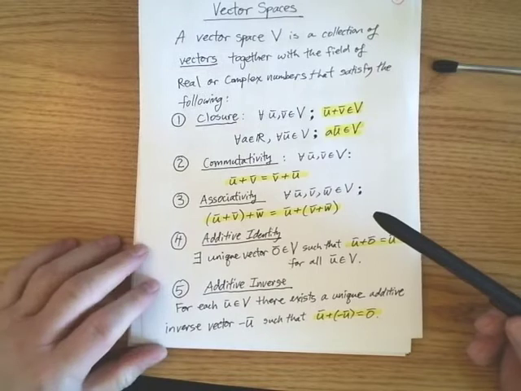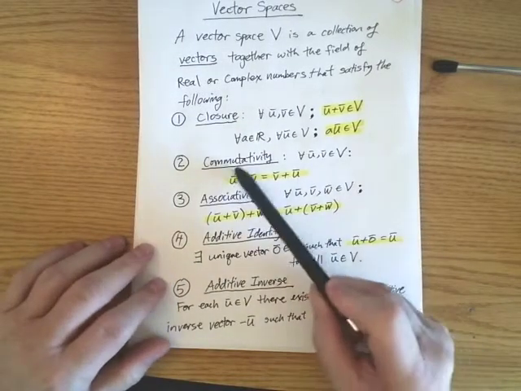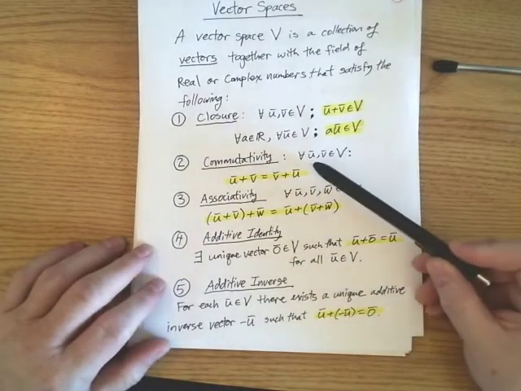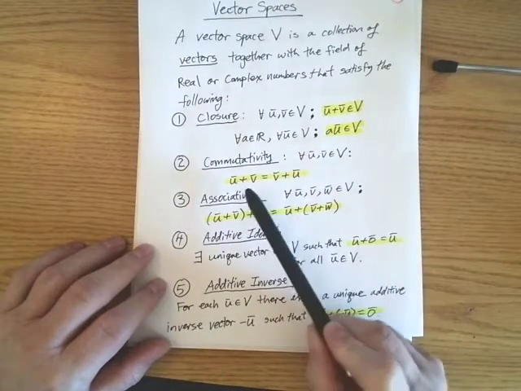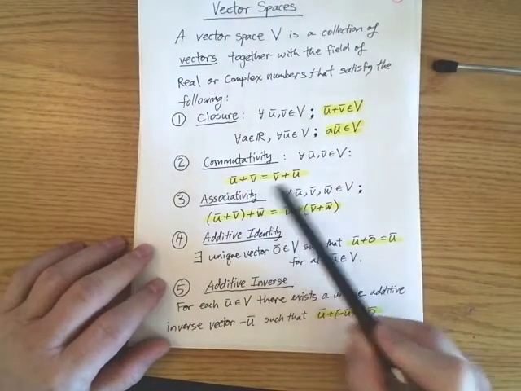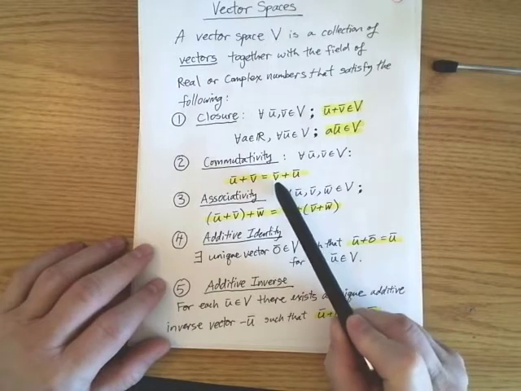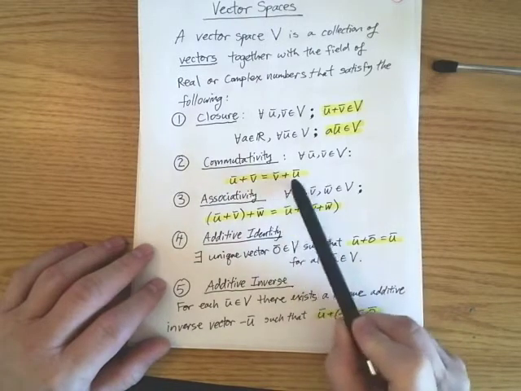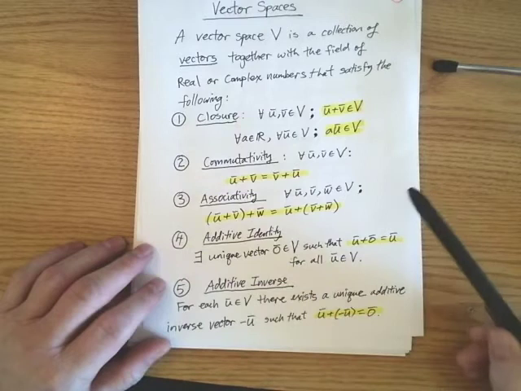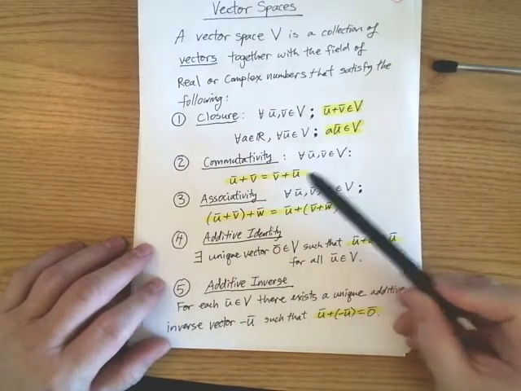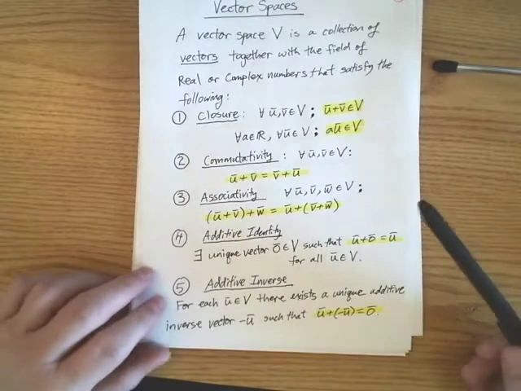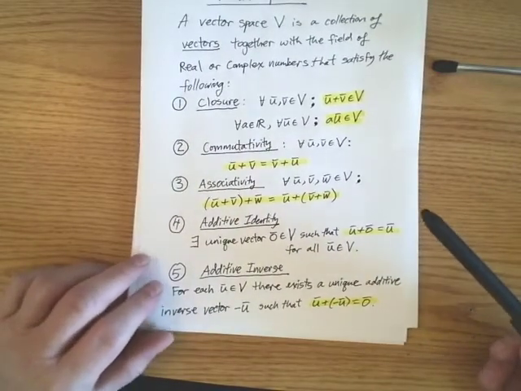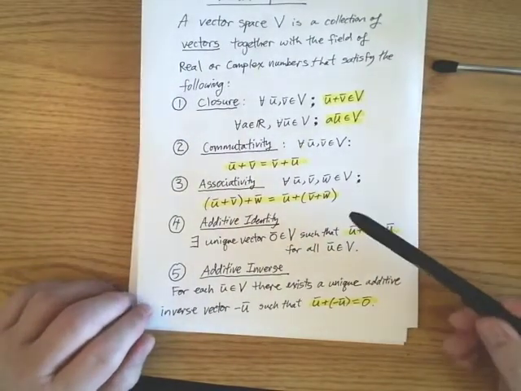Another condition I'm calling 2 here is commutativity. If I have any two vectors in my vector space, I should be able to add them, and it shouldn't matter what order I add the two vectors in. So u plus v should be the same thing as v plus u. You should recognize that name from basic algebra. Commutativity of vector addition.